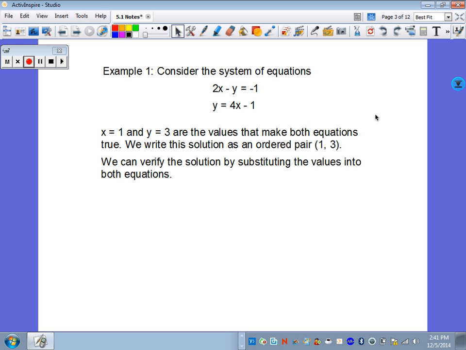When you look at this one, you have two equations here: 2x minus y equals -1 and y equals 4x minus 1. So x equals 1 and y equals 3 are the values that make both equations true. You write this solution as an ordered pair. We can verify the solution by substituting the ordered pair into each of the equations. If it works in both, that's a solution. If it only works in one, it's not a solution. So just a heads up for that one.